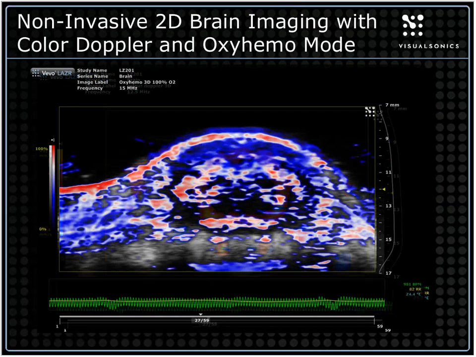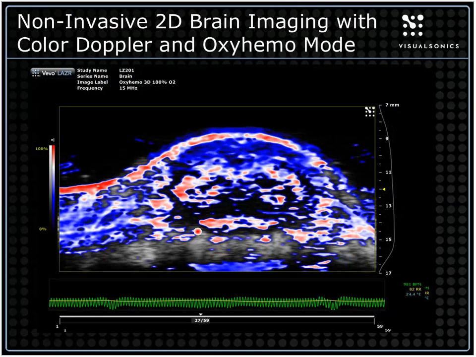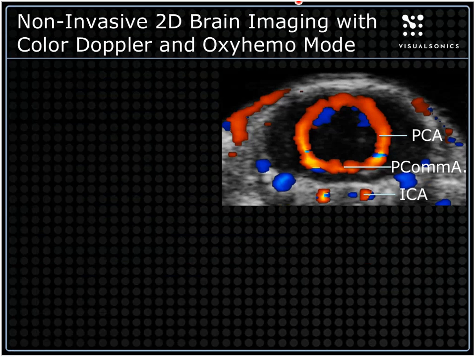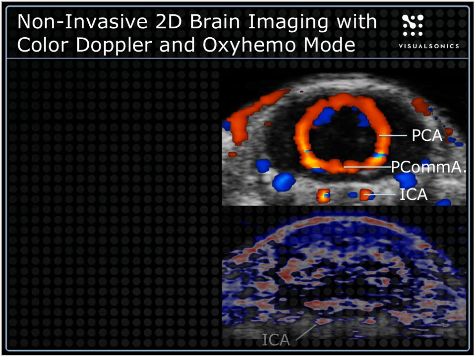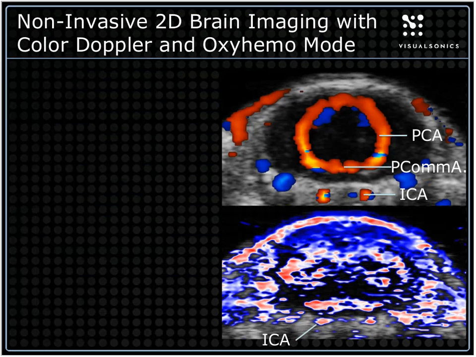Here's the oxygen saturation image that we get with the photoacoustics as well. You'll notice some similarities, some differences, and this is just due to the differences in the imaging modalities. We get slightly different information from these, and the combination of those is very, very powerful. So we can pick out now anatomy here, the posterior cerebral artery, posterior communicating artery, internal carotid artery, and we can find some of these things with the photoacoustics as well.